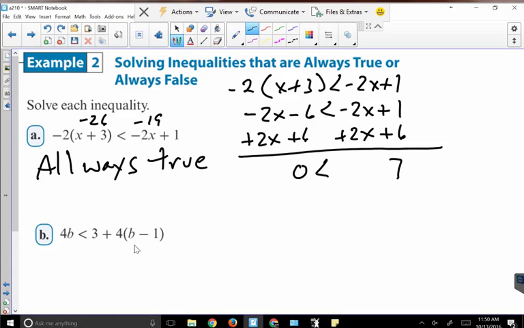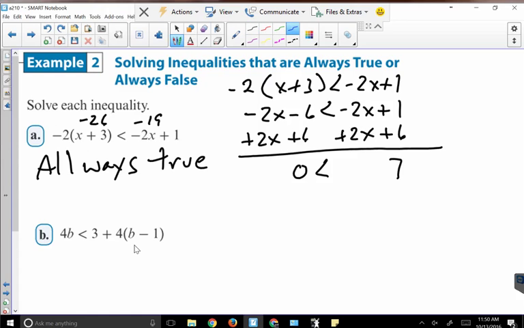Is negative 26 less than negative 19? Yeah, that's correct. It does not matter when this comes up, it's always going to be true, no matter what number you pick. Okay? Let's take a look at the next one.